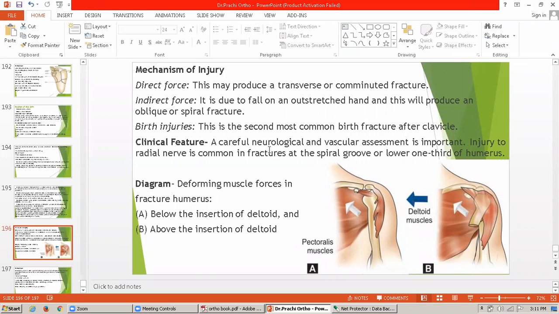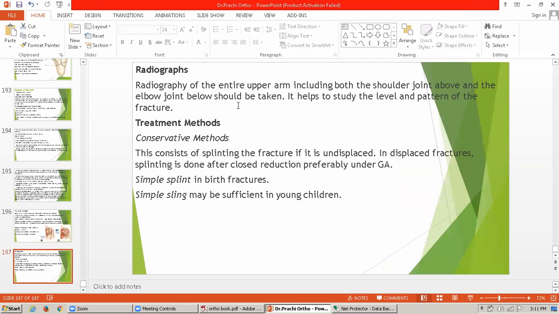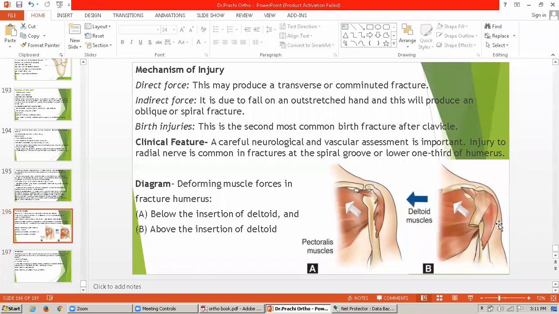Clinically, a careful neurological and vascular assessment is important. Injury to the radial nerve is common in this fracture at the spiral groove or lower one third of the humerus. Then the radiographs, that is an X-ray of the entire upper arm, including both the shoulder joint above and the elbow joint below, should be taken. It helps to study the level and pattern of the fracture. So during the X-ray, it is essential to include the shoulder joint and the elbow joint.